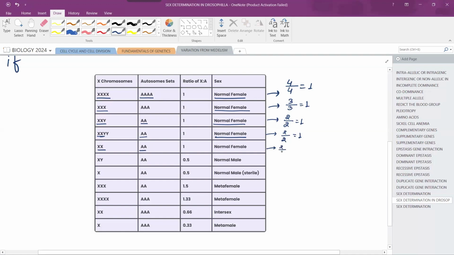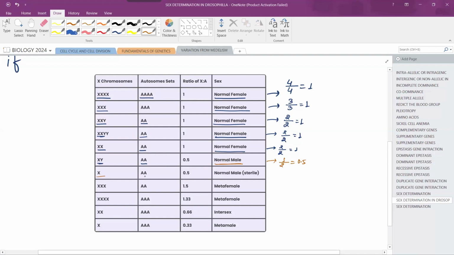If it has 2 is to 2, again one normal female. But what happens here? There is one X chromosome and two autosomes. So there is 0.5. If the ratio is 0.5, you will see that the Drosophila is a normal male.